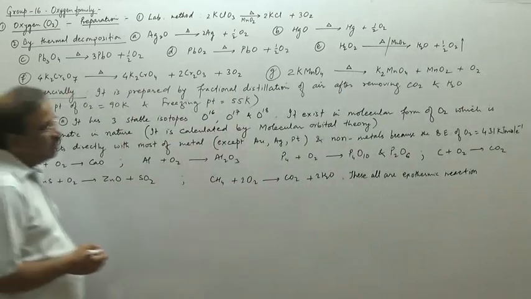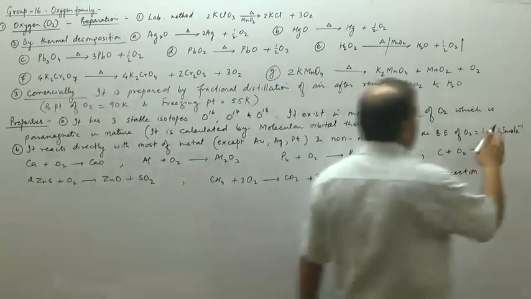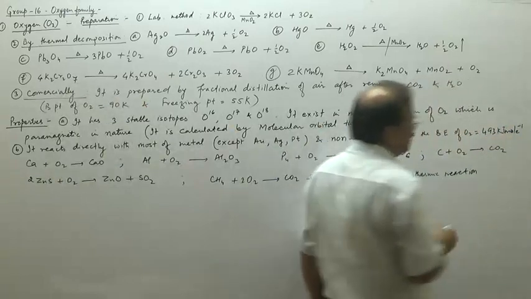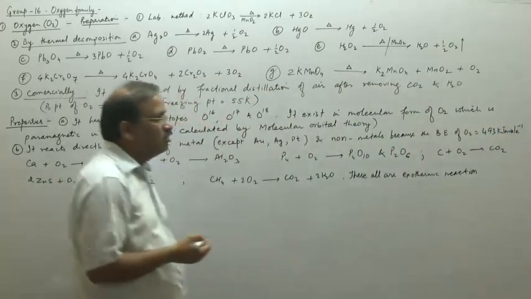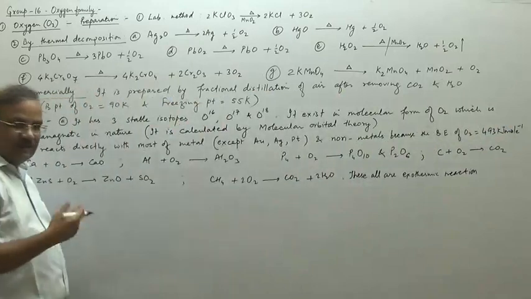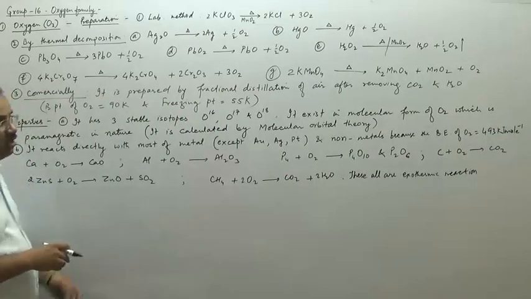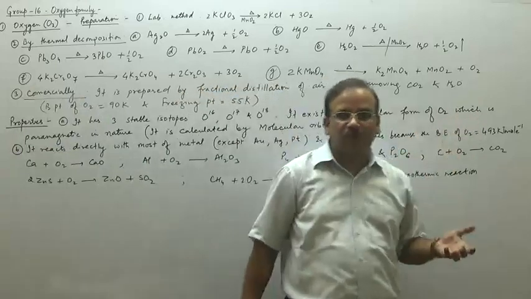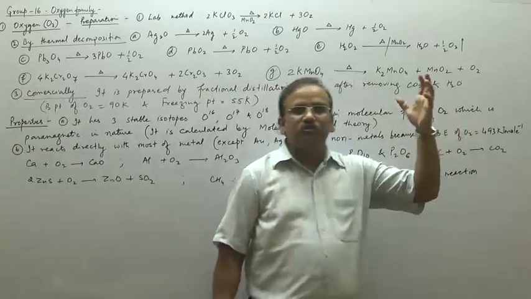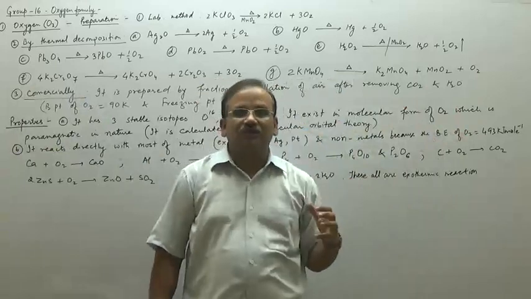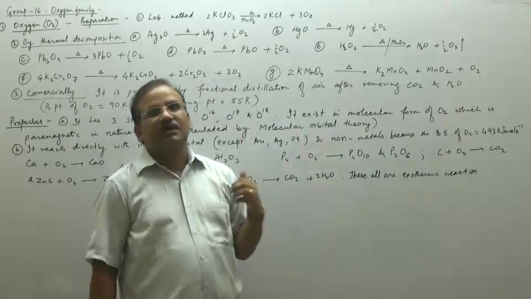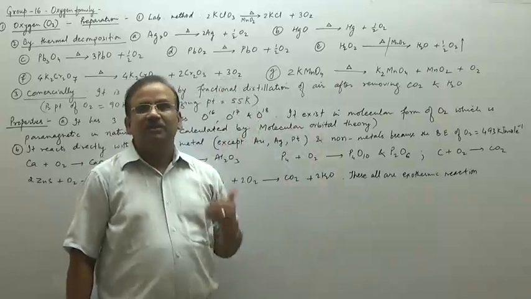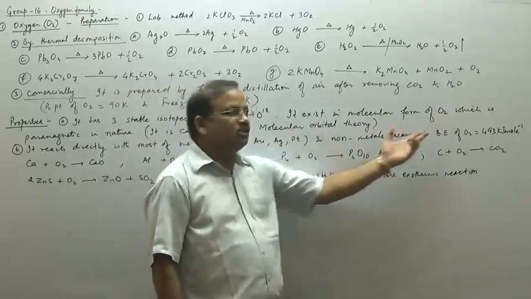Exactly, it is 493 kilojoules per mole, which is much less than nitrogen. Nitrogen is 945 kilojoules per mole, which is very, very high. That's why we say that nitrogen is an inert gas, but not oxygen. Oxygen cannot be called an inert gas, because its bond energy is very low.